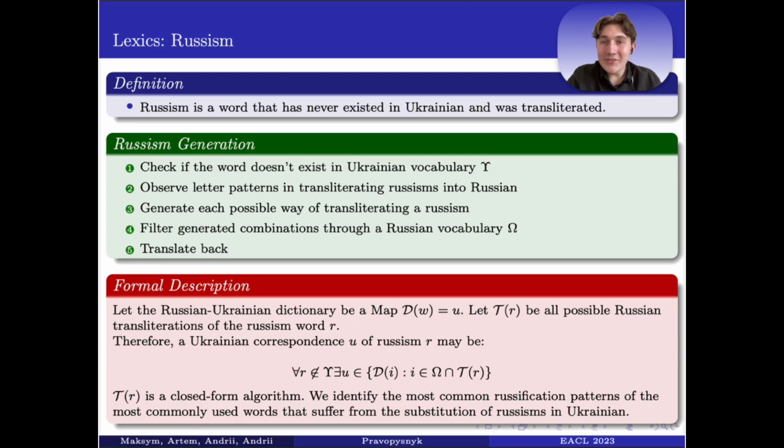Now, let's introduce the division of lexicon into two subcategories. It starts with Russism. It's a word that has never existed in Ukrainian vocabulary and was just transliterated. You can see the step-by-step instruction of Russism generation. Firstly, you check if the word doesn't exist in Ukrainian. If yes, you observe letter patterns in transliterating Russism into Russian, generate each possible way of transliterating, and filter these combinations through Russian vocabulary. And later just translate back. At the bottom of the slide, you can read a formal description of our approach.